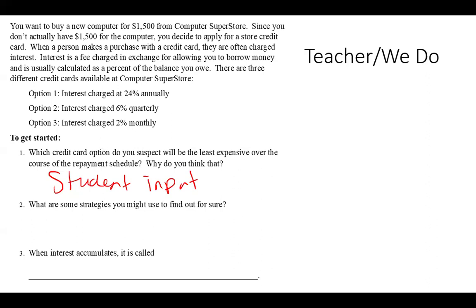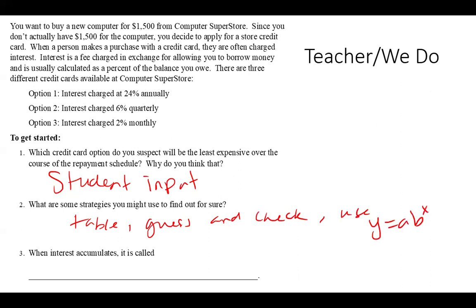What are some strategies you might use to find out for sure? Well, we could make a table, right? We could guess and check, or we can use what we already know, which is our y equals a times b to the x, right? Because that's something we already know. And if I use that, then I can calculate my information, right? When this happens, this is called compounding. When your interest accumulates, it's called compounding.